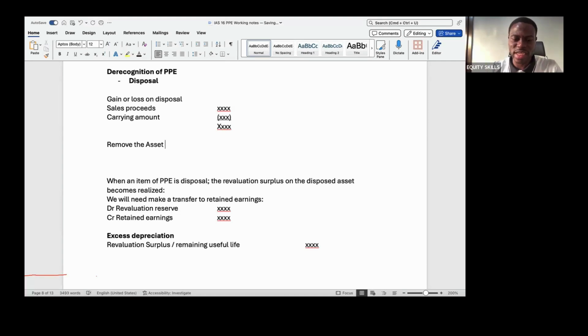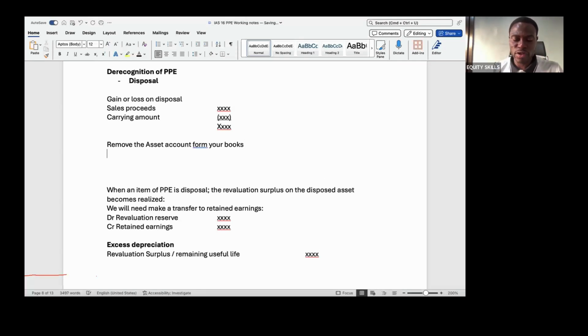You need to derecognize the asset account from your books. I told you that the asset account is always at cost, so you need to remove it. And for you to do that, because the asset account will have been debited, to remove it, what do you do? You credit the asset account.